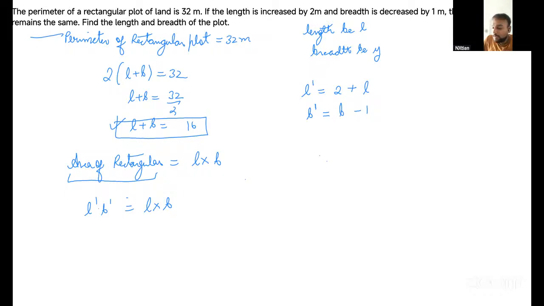What is written? After changing it, length increased by 2, breadth decreased by 1. So the length and breadth change, no? After changing this also, the area remains the same. So L dash and B dash are the new length and new breadth. Length into breadth is the formula for the rectangular plot. So the new length L dash into B dash is equal to the previous area, length into breadth. Did you understand? Okay. So now I will put the values. So it becomes L plus 2 into B minus 1 is equal to length into breadth.